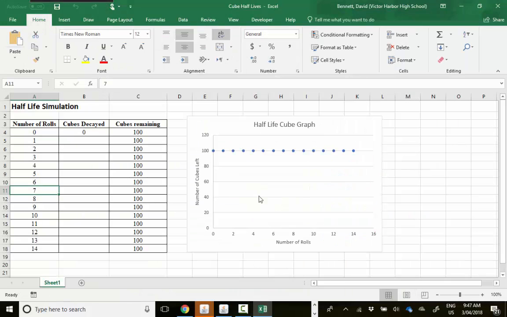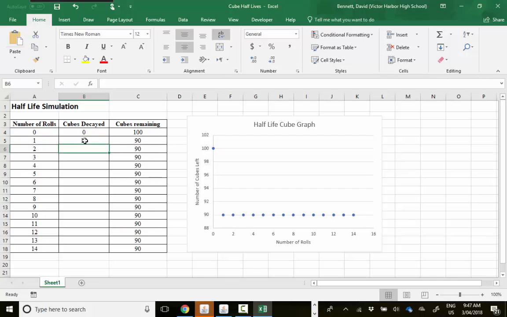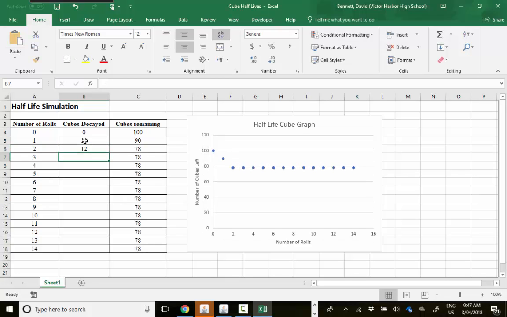The other activity I'd like you to do is the cube simulation over here. We've got the number of rolls. We're going to start with 100 cubes initially. All you have to do is open up the spreadsheet and type in. So let's say for the first one we did, 10 cubes came up. The next one we had something like 12 cubes. The next one we had 15 cubes roll over.